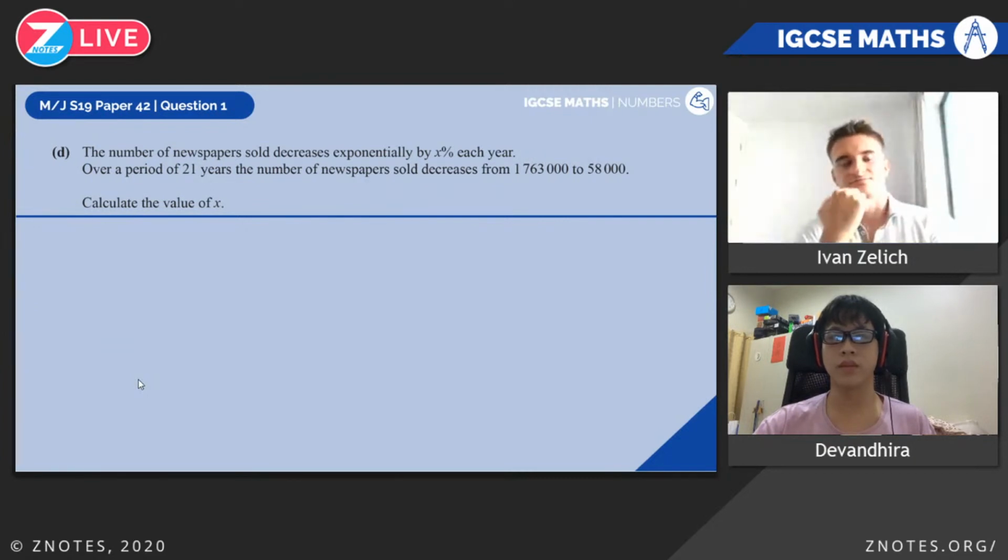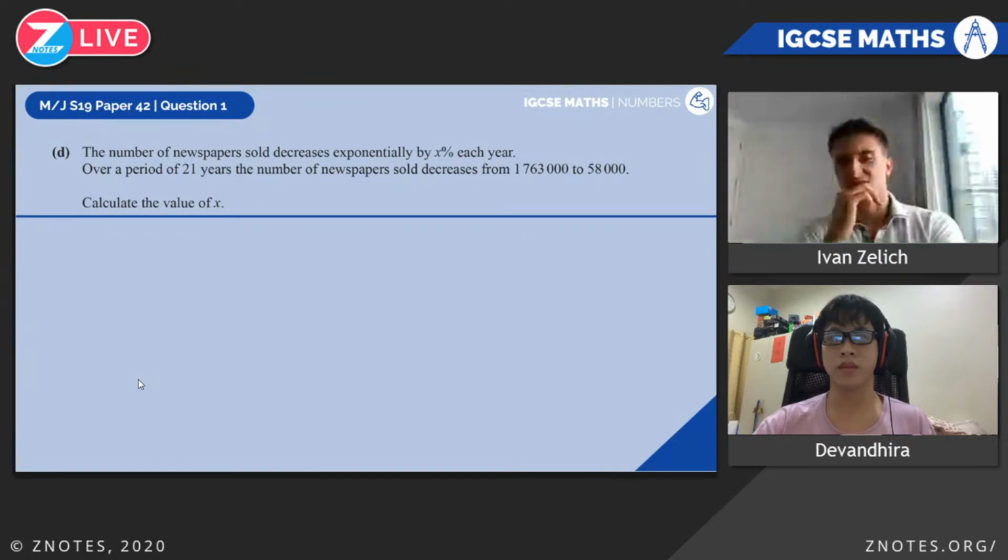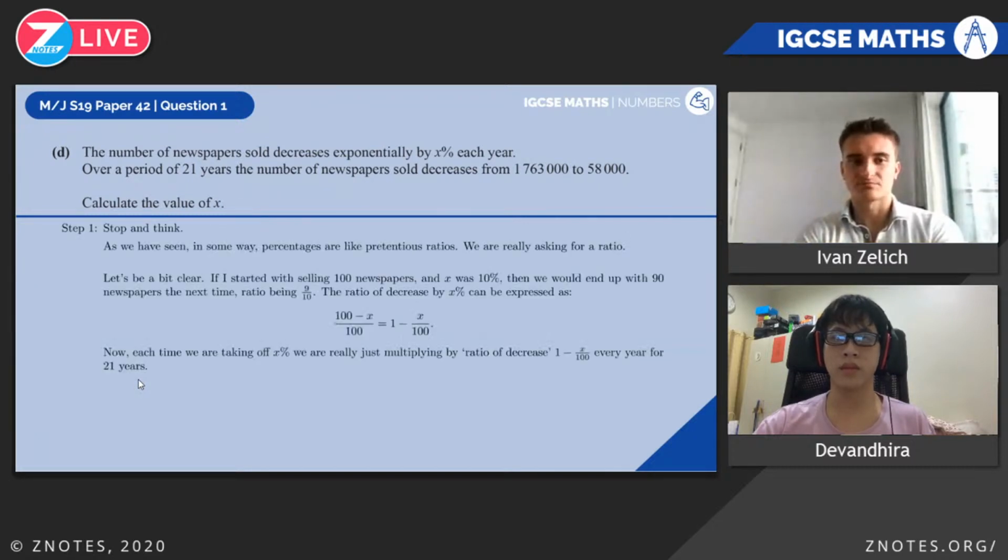Calculate X. Okay, so this is one example of what I say. This is very much like a kind of compound interest type problem, except compound interest goes up. Well, in general, we want to decrease here. So the only difference is going to be a matter of a sign, and we'll see why that comes out.